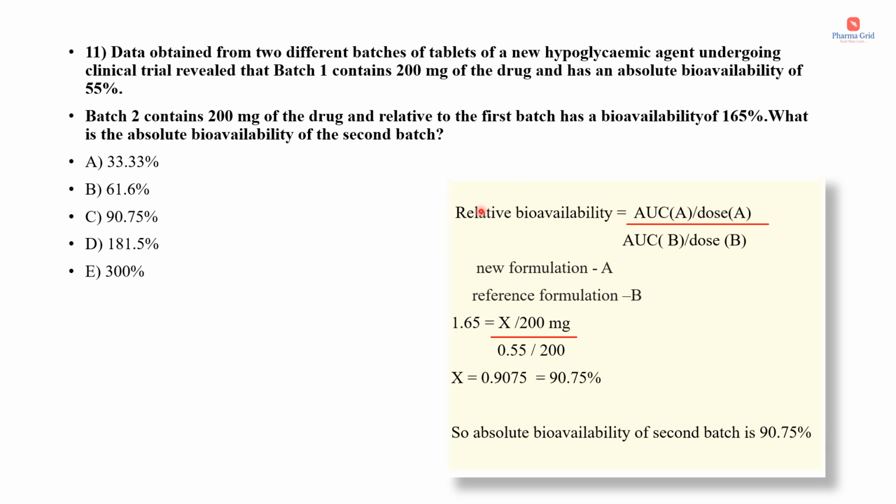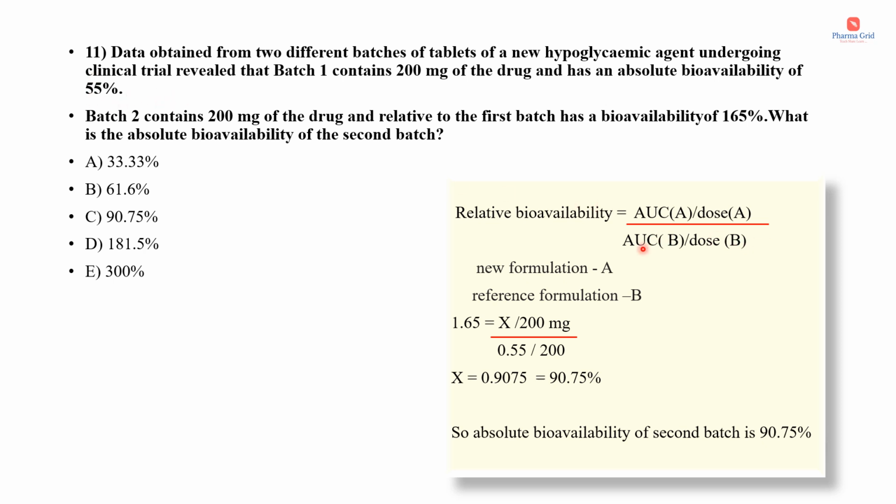Okay, so here you can see the equation for relative bioavailability, that is AUC A by dose A divided by AUC B by dose B, where A is the new formulation and B is the reference formulation. So let's see this question. Here it is given as two batches, and batch 1 contains 200 mg of drug. So for batch 1, dose equals 200 mg and an absolute bioavailability of 55%. Bioavailability is the fraction of drug absorbed, so 55% means 55 by 100, that is equal to 0.55.